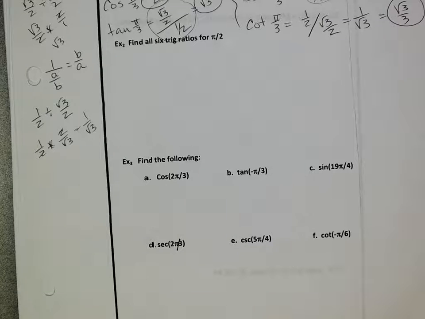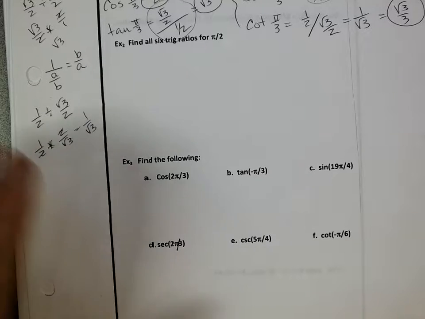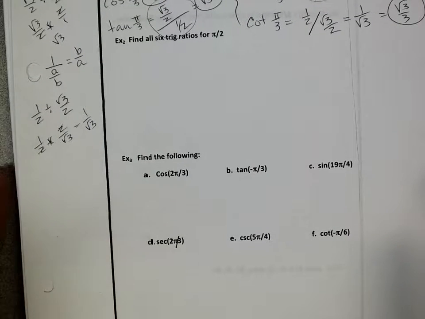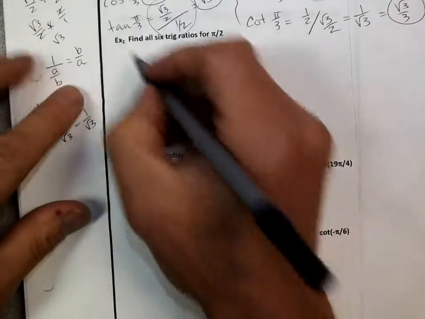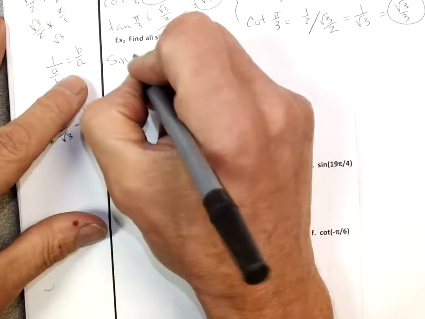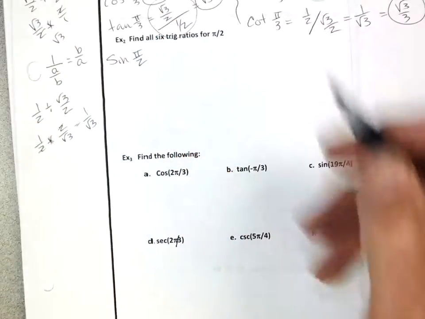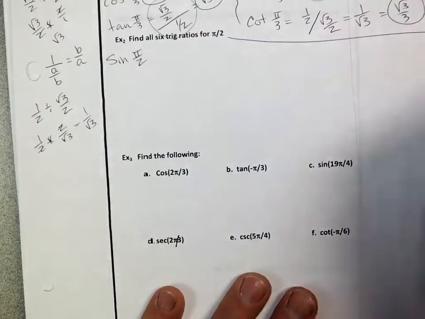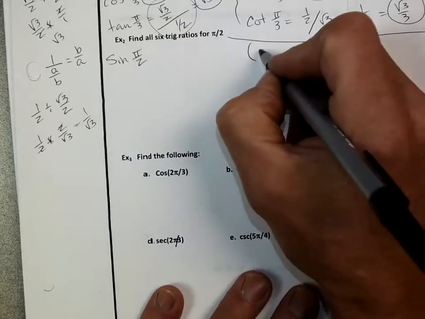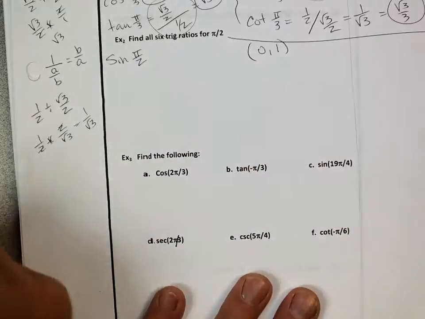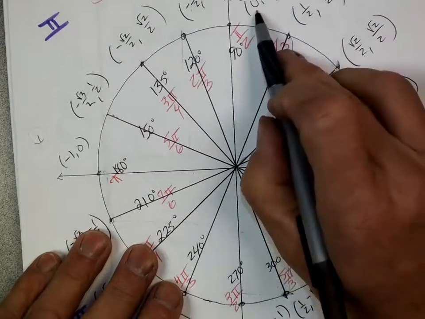Okay, now what about pi halves? Let's do pi halves, okay? Pi halves is going to have a couple that are going to be undefined. We're going to go through that and see why, okay? So the same thing, okay? So we're going to do sine of pi halves, right? So first of all, let's get my terminal point. My terminal point is going to be the point at pi halves, 0, 1, okay? That's my terminal point, pi halves, 0, 1, okay?